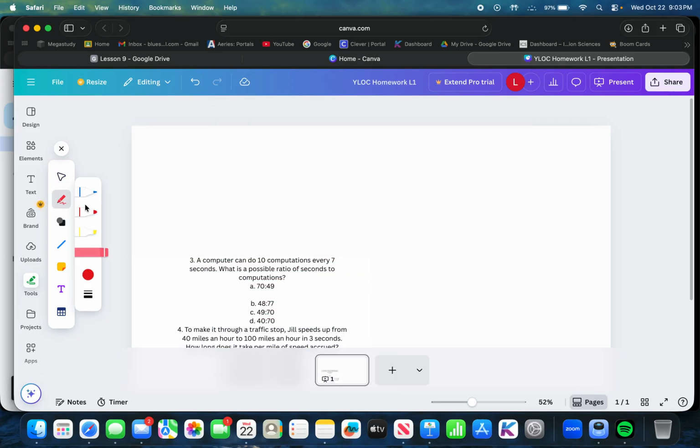A computer can do 10 computations every 7 seconds. What's a possible ratio of seconds to computations? The answer here should be C. What we can do here, they're asking for seconds to computations, so this should be switched around for now. 7 to 10.